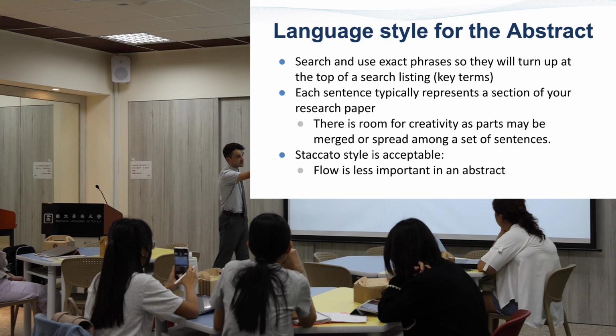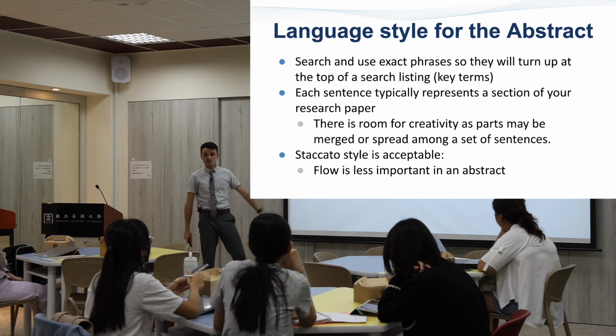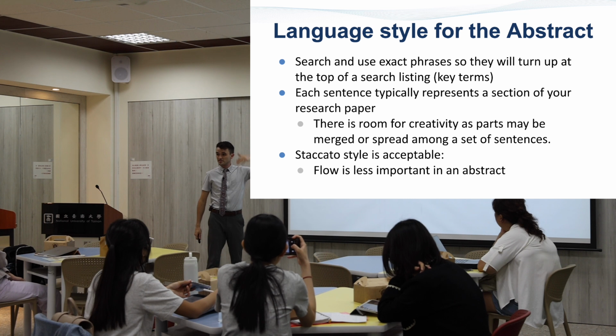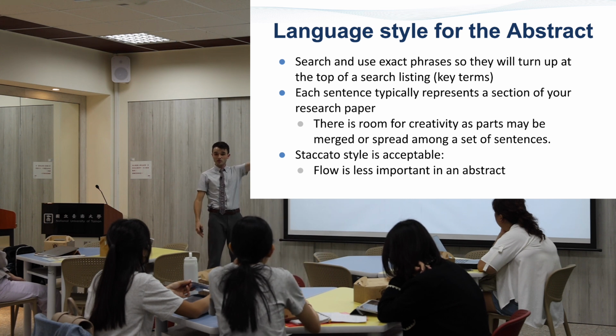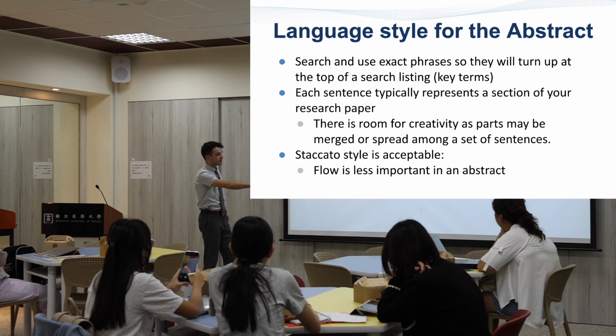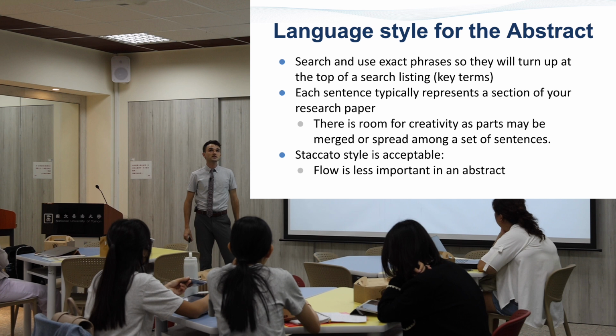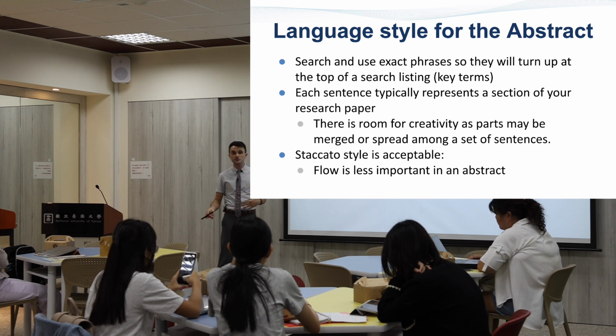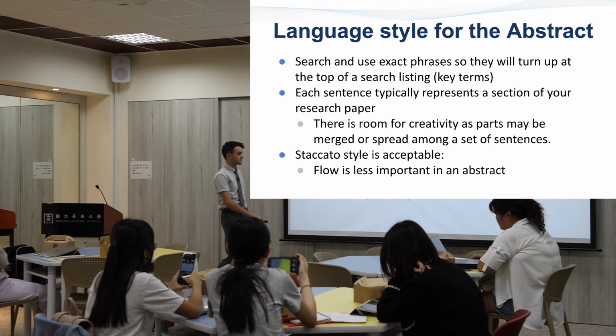Each sentence typically represents a section of your paper. This is really nice. So you have the introduction, methodology, results, discussion, conclusion. Each sentence might be 1, 2, 3, 4, 5. There is room for creativity as parts may be merged or spread among a set of sentences. Sometimes you'll see the results and discussion in one sentence, or the conclusion and discussion in one sentence.